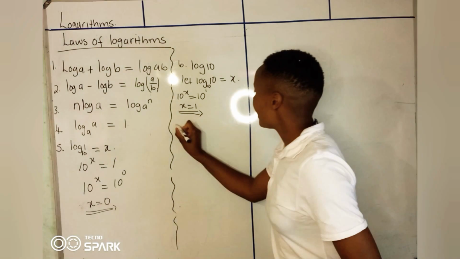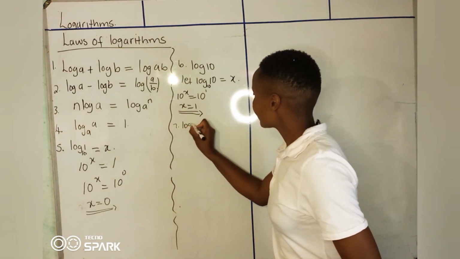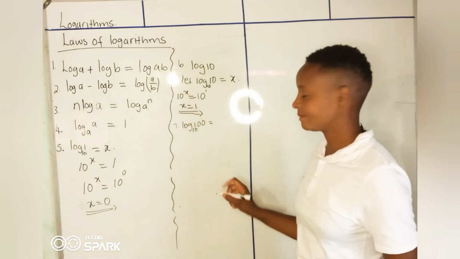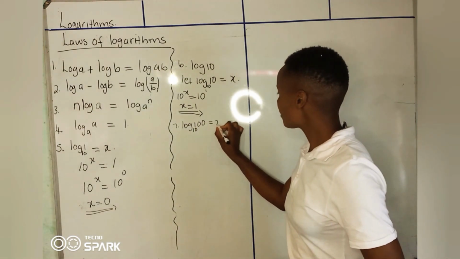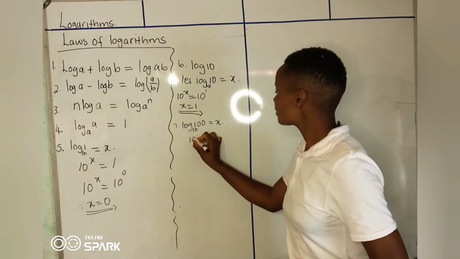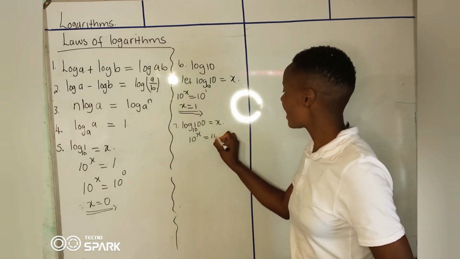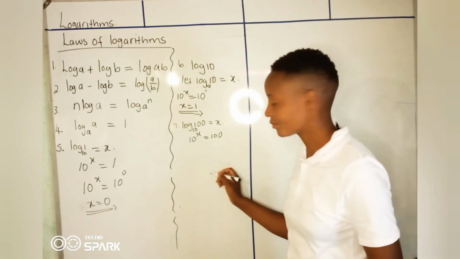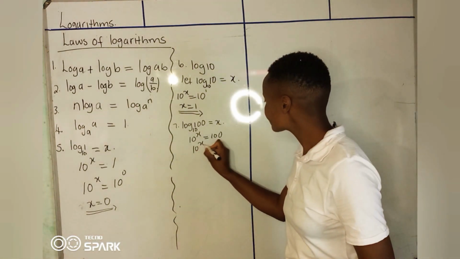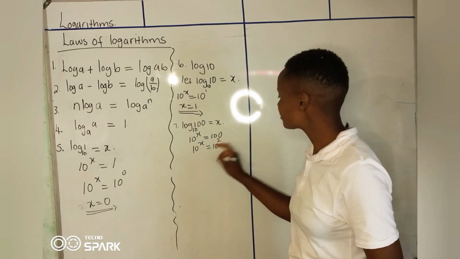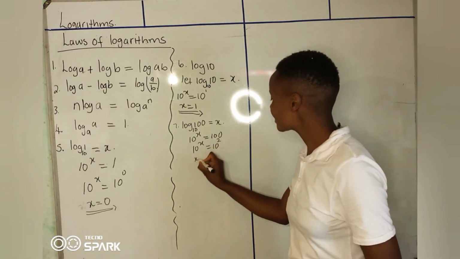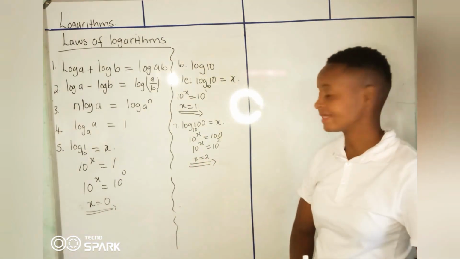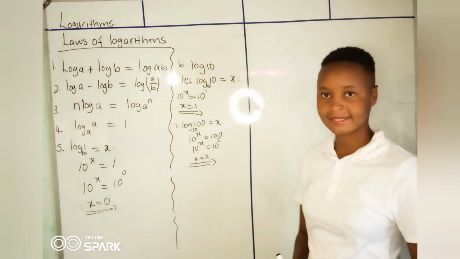Okay. Number 7, let's look at logarithm of 100 base 10. Log 100 base 10. Let's let everything be equal to x. So in this case, it's going to be 10 to the power x is equal to 100. 100 in terms of 10 is 10 to the power 2, right? So 10 to the power x would be equal to 10 to the power 2. We equate the powers, our x would be equal to 2, okay? So logarithm of 100 base 10 is equal to 2, okay?